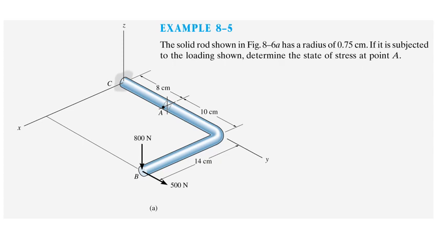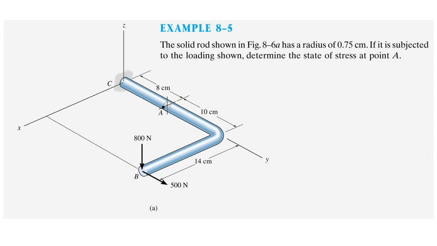In the second lecture here, we are going to continue with our revision on complex stresses. We'll use this example to discuss how to come up with the stress element. Now, the example here says we have a solid rod and it has a radius of 0.75 centimeters, or 7.5 millimeters. It is subjected to the loading shown at point B.